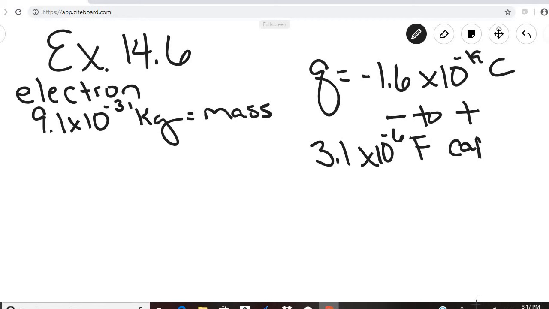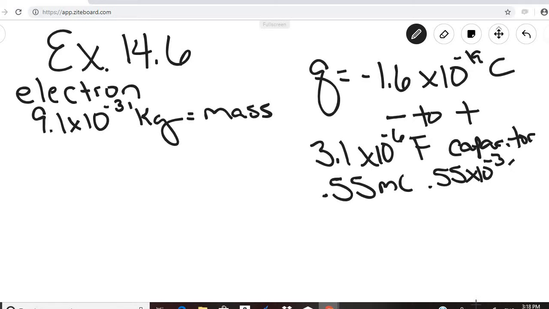Okay, this is a capacitor. And then we are asked how fast will it be moving? And we are to assume that the capacitor has 0.55 millicoulombs of stored charge. Millicoulomb, did I say mega? Millicoulomb. So it's going to be 0.55 times 10 to the negative 3 coulombs.